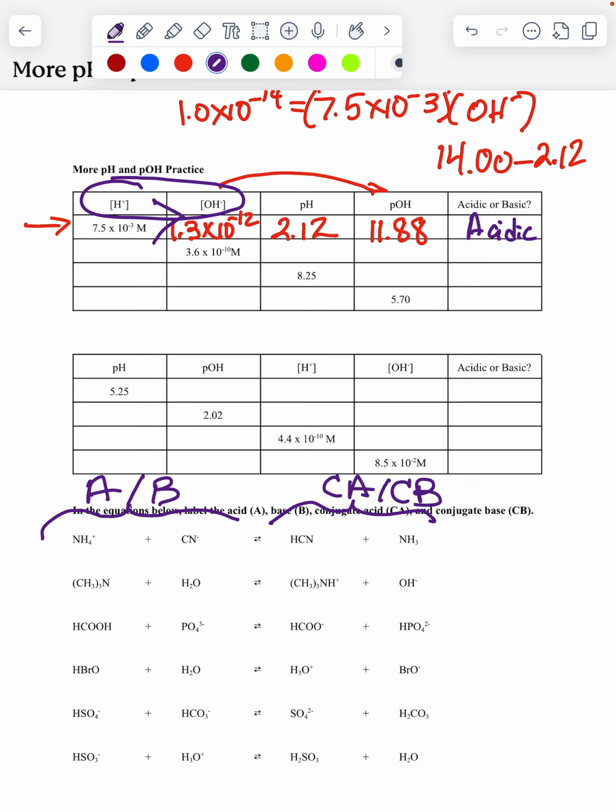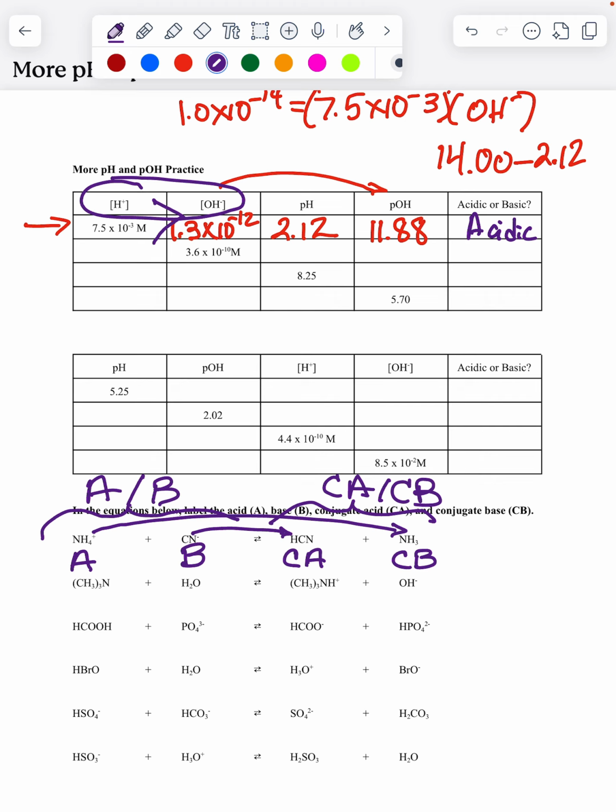Really, what I would suggest you do is that you look and see what happens. So look at the first one. NH4 plus becomes NH3. What happened to it? It lost an H. Acids lose H's. So if that's the acid, this is now the base. And because it's on the product side, we just throw the word conjugate in front of it. This one gained an H. That makes that the base. Now it has an H to give away, so it's the conjugate acid. And that's all you have to do on these.